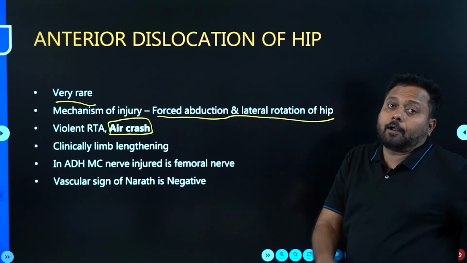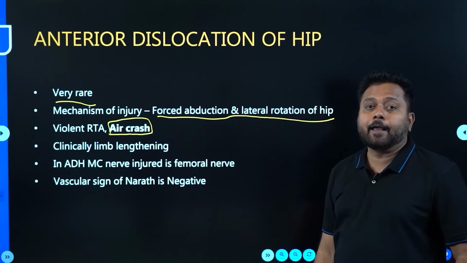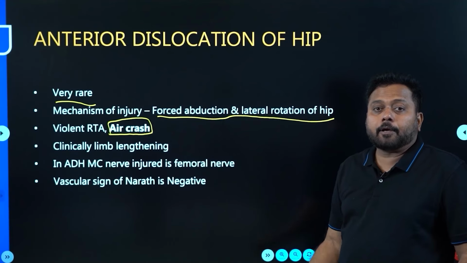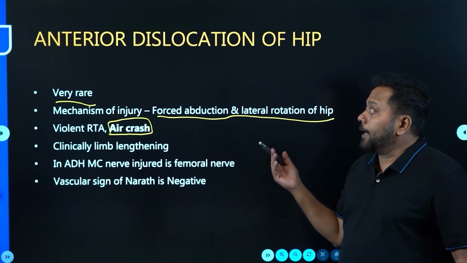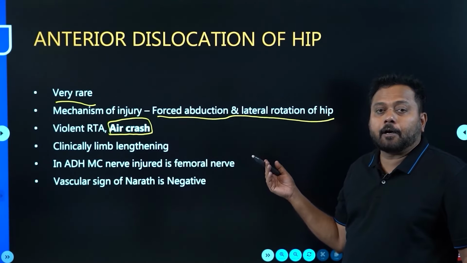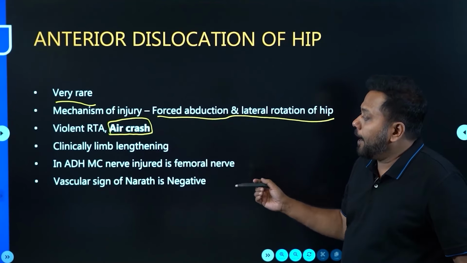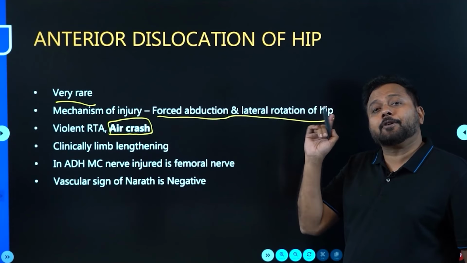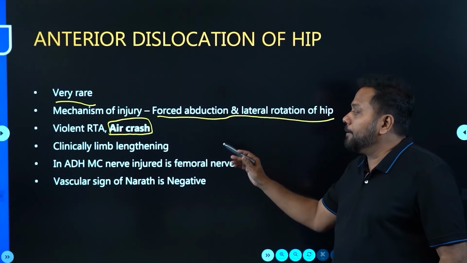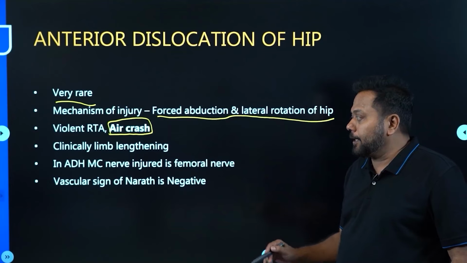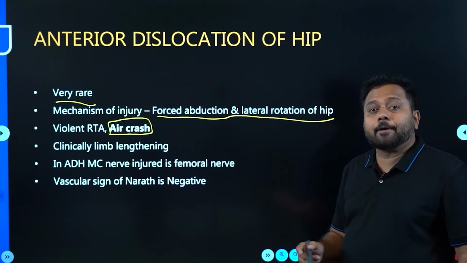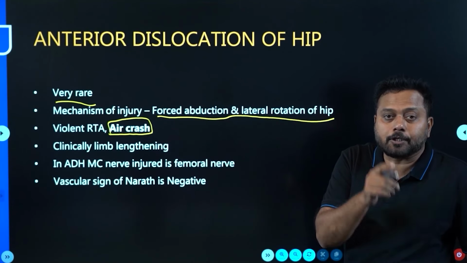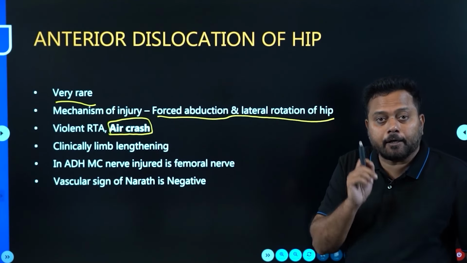Probably I am telling you, when you compare posterior dislocation hip with anterior dislocation hip, posterior dislocation hip is a mediocre one, probably, okay, not that rich guy. This anterior dislocation is air crash, man. It's a very costly dislocation, I believe. Okay, and clinically there will be limb lengthening. In posterior dislocation hip, we saw limb shortening. Here there is limb lengthening. In anterior dislocation hip, the most common nerve that is damaged is the femoral nerve. In posterior dislocation hip, we have seen the most common nerve is the sciatic nerve, the common peroneal division.